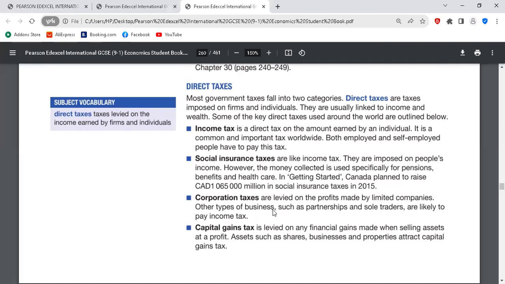That means we're talking about taxes that I pay as an income, as an employee, or taxes your company pays because it makes profits. This is what direct taxes are. There are other direct taxes like inheritance. It's another example of direct taxes. So let's read anyway. Most government taxes fall into two categories: direct taxes, which are taxes imposed on firms and individuals. They are usually linked to income and wealth. Some of the key direct taxes used around the world are outlined below.